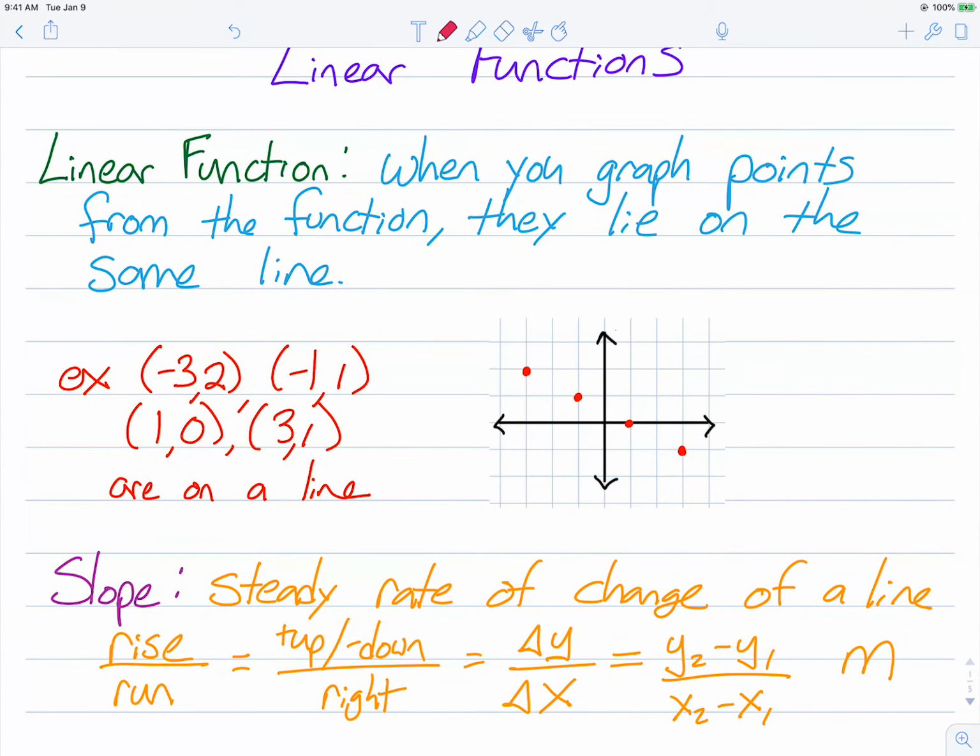The slope of a line is the steady rate of change of that line. It will be steadily going up or steadily going down. There's a couple ways that you can refer to the slope. That would be rise over run, which is the up or down, depending on if it's positive or negative, over to the right. It is also the change in y. This little delta symbol, which looks like a triangle, is the word change. Change in y over the change in x. We're also going to talk about y sub 2 minus y sub 1 over x sub 2 minus x sub 1. Later in this video we'll go over an example of how to use that. And all of these equal m. So m stands for the slope.